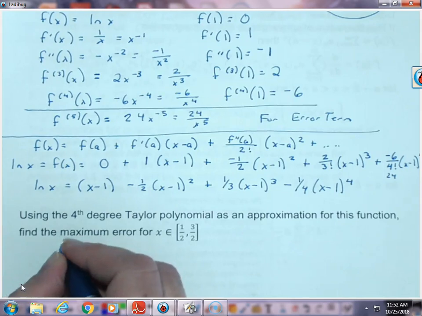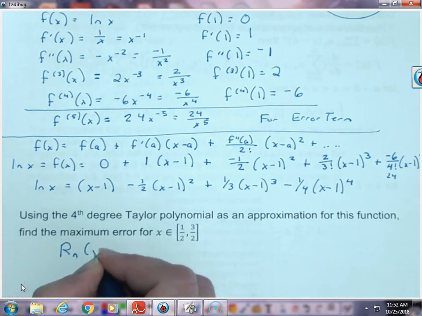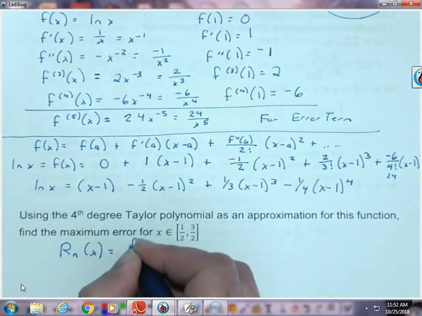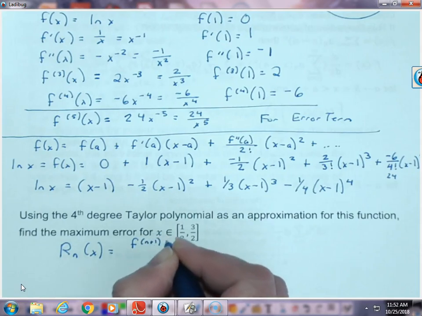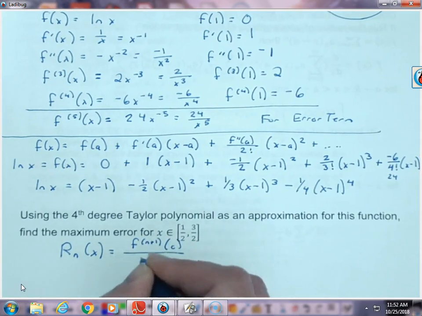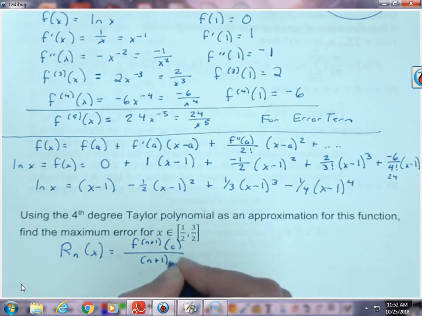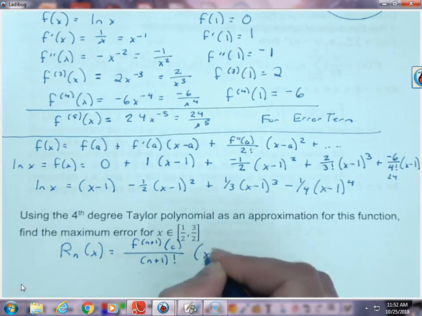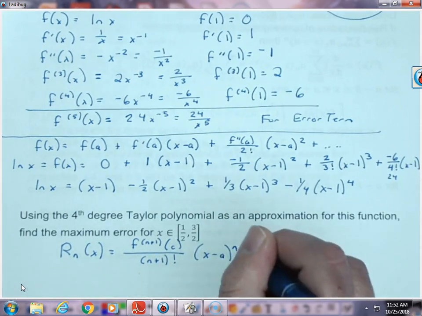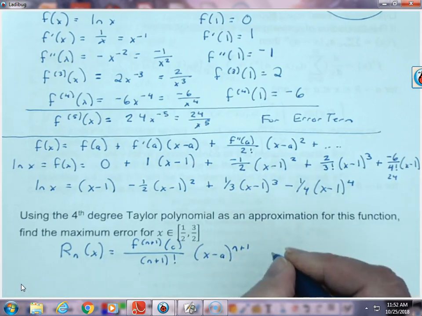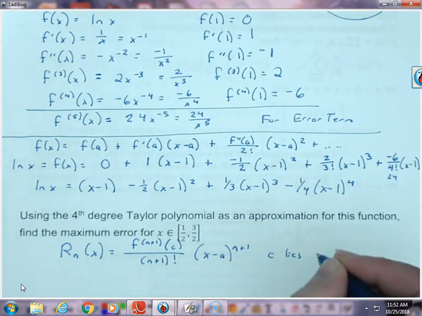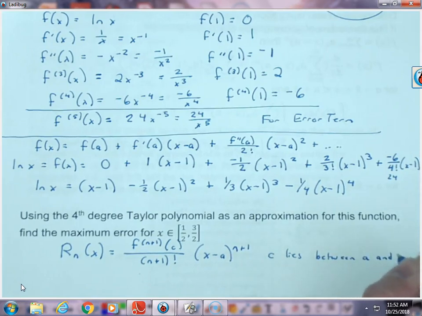So I'm going to write that awful formula. It's not as awful because they're nice enough to give it to me. I don't have to memorize it. They don't exactly tell me everything that stands for, but they do tell me on the formula sheet C lies between A and X.